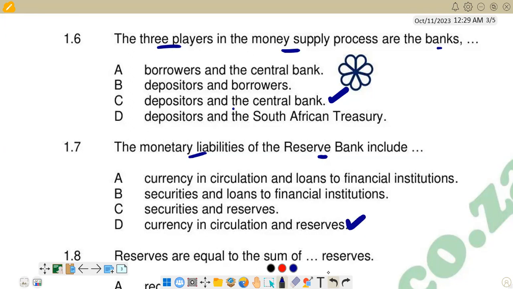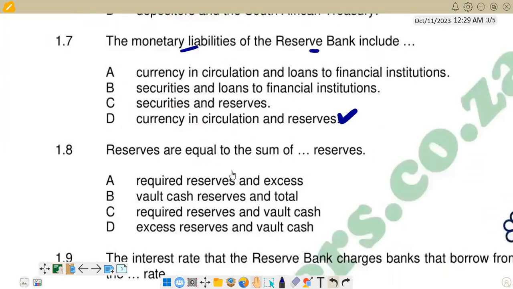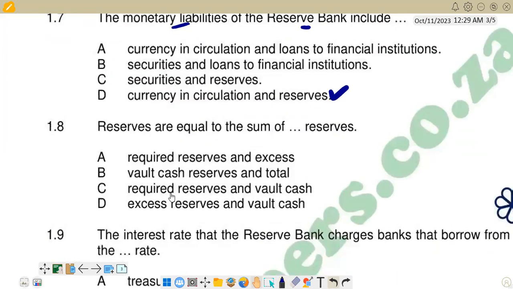Then we move on to the next one, which is 1.8. 1.8 is saying reserves are equal to the sum of dash reserves. But basically, without wasting much time there, on reserves we have what we call required reserves, and we have what we call excess reserves. So where we have that option, it's on A, required reserves and excess reserves.